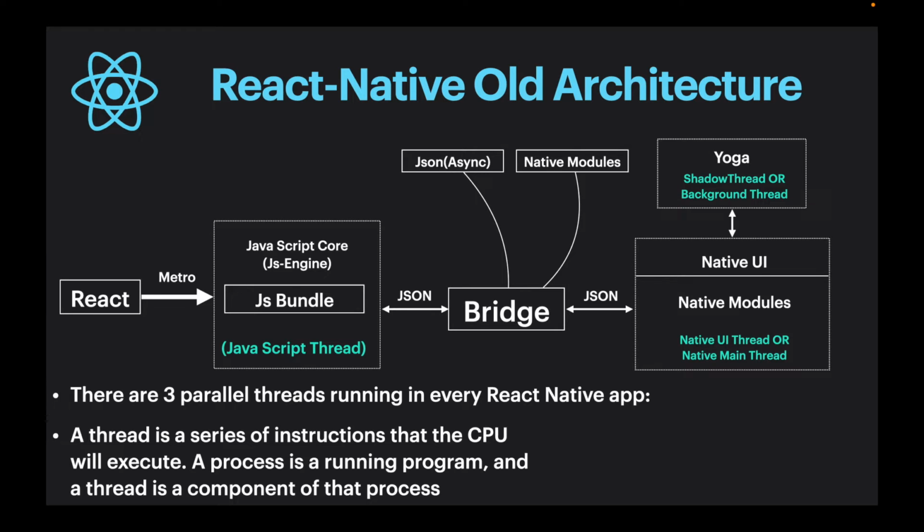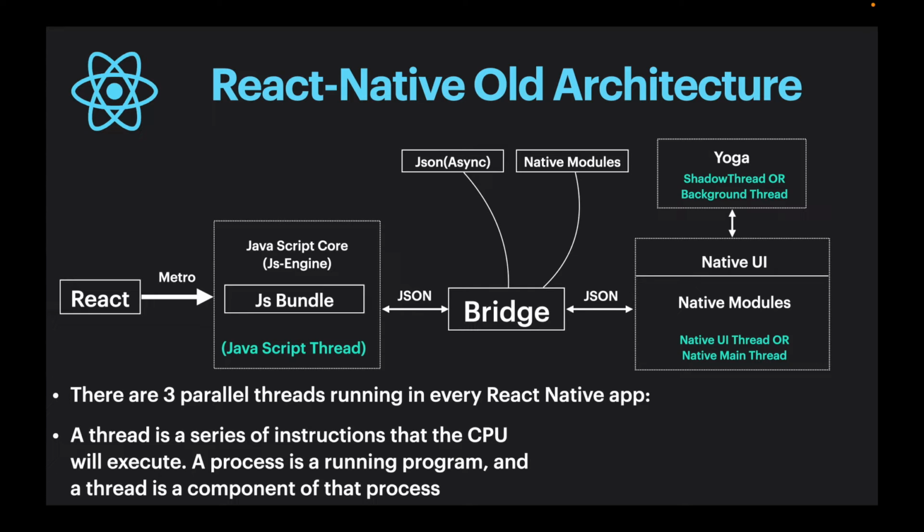A thread is a series of instructions that the CPU will execute. A process is a running program and a thread is a component of that process. When we execute any task in the system, this is called a process, and a thread is a component of the process. Here we are using three parallel threads: first is the JavaScript thread, second is the native UI thread, or native main thread, and third is the shadow thread or background thread. We will discuss each thread one by one.